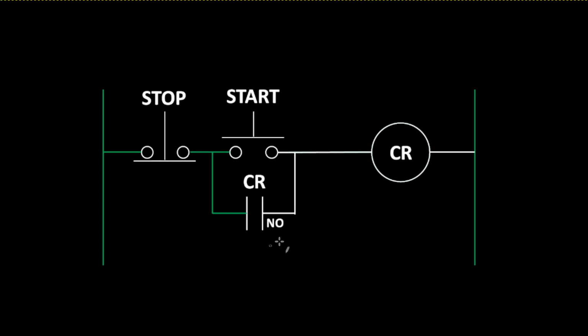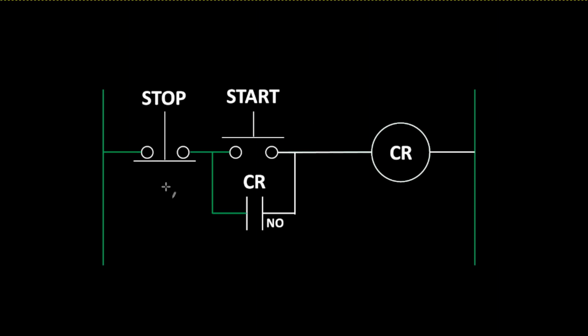So since I wired the normally open contacts of CR, when CR energizes, these contacts close. Now I have power flow through the stop switch, through the start switch, through the CR contact to CR. So when I release the start push button, I will still have power flow through this closed set of contacts to hold the CR coil on. This is called a seal-in contact. I'm going to seal in the start push button.